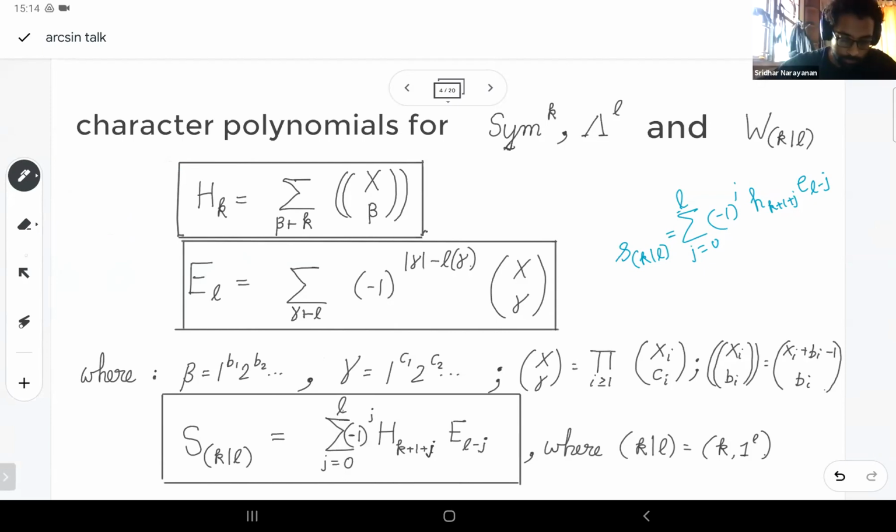Right. So this is the first step. The first step is obtaining character polynomials. If there are no doubts with this first part, we can move on to the next step.